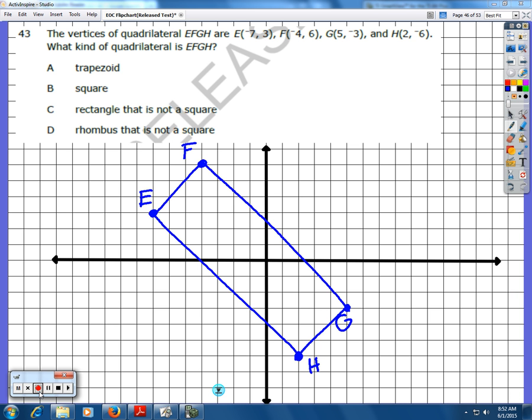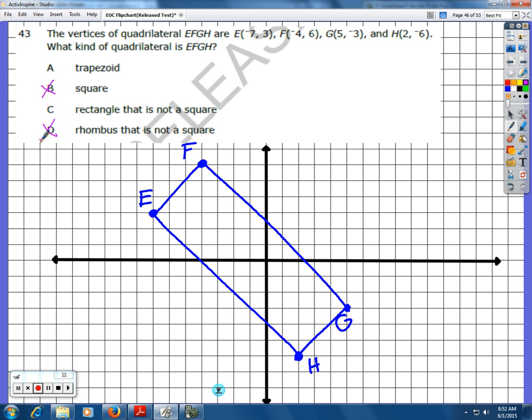So for example, a square, one of the properties is that all of the sides are the same distance. You can pretty much tell looking at this that all four sides are not the same. So I'm going to mark out square. Same thing with rhombus. The definition of a rhombus is that you have four sides that are congruent, but the angles between those sides are not 90 degrees. So here you can see those four sides are definitely not congruent, so you can also mark out D. So our options are either a trapezoid or a rectangle that's not a square.